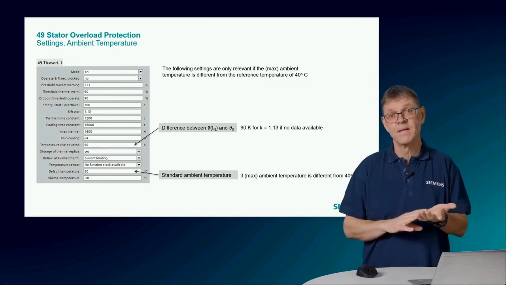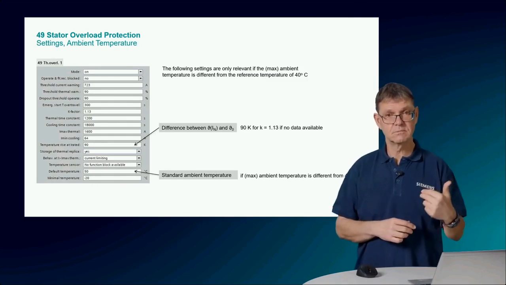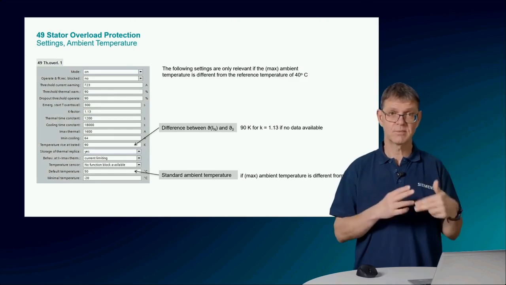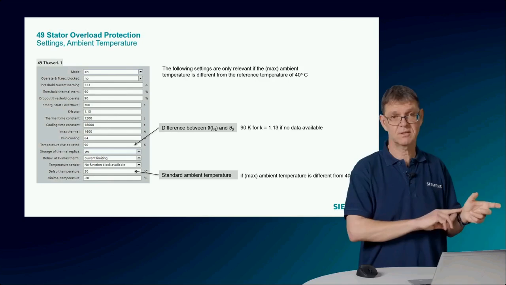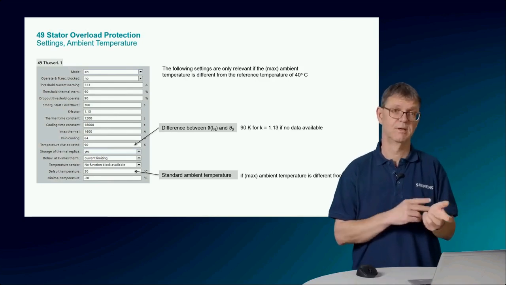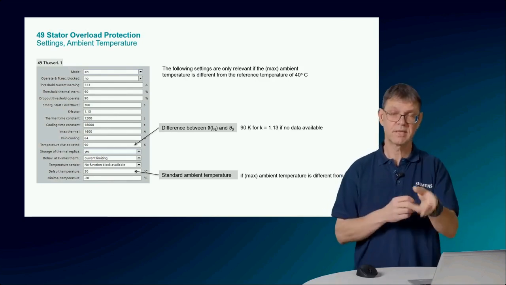The reason is we use per unit values, or standardized values, or scaled values, we can say. And here some absolute temperature information is missing. So if we want to refer to another reference temperature, like the ambient temperature, we need to add this information here.